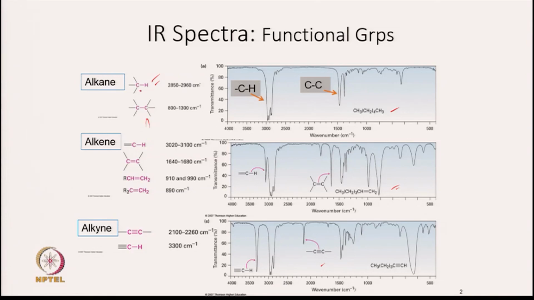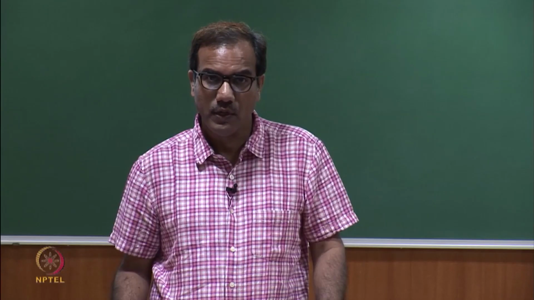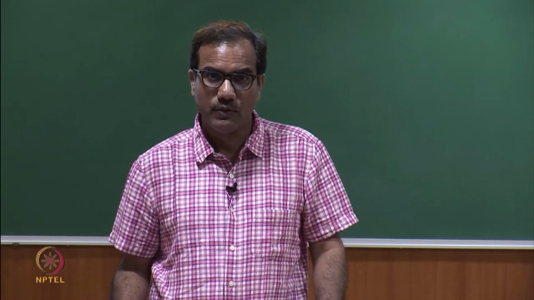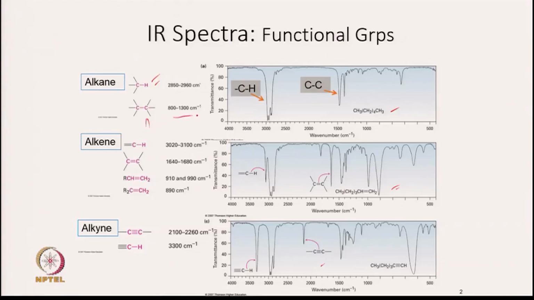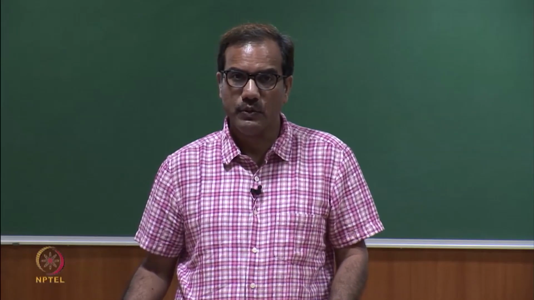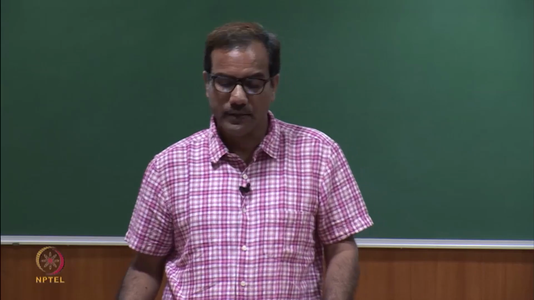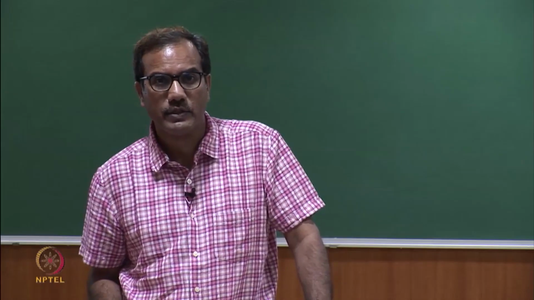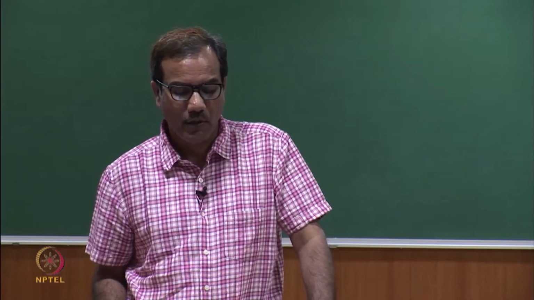Now you see that when you go from a CH bond to a CC bond, you are basically replacing one hydrogen by another carbon, and so what you expect is mu is going to be higher in the case of the CC bond, and thus frequency is going to be lower for the CC bond compared to the CH bond, since frequency is inversely proportional to reduced mass, and reduced mass is higher for the CC bond in comparison to the CH bond.